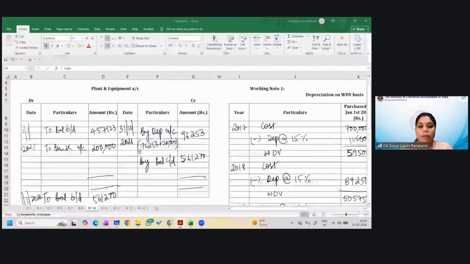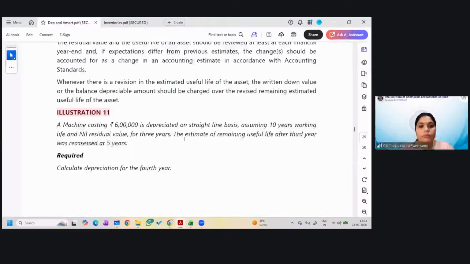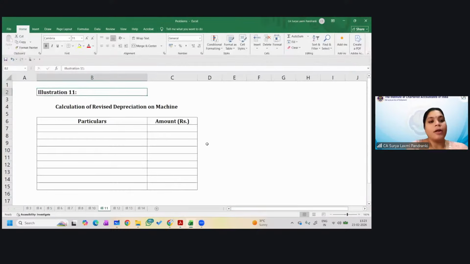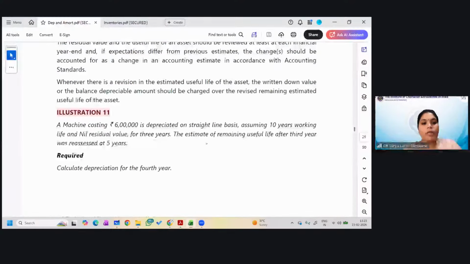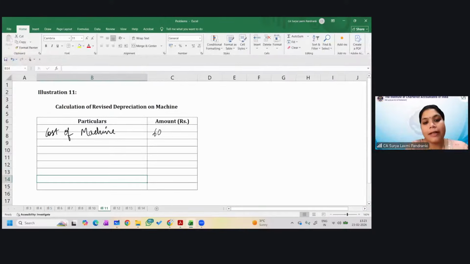Estimated useful life is how much? 10 years, but you have already provided depreciation for 3 years. Now, from today, after 3 years depreciation is provided, from today you are estimating that there is only 5 more years of useful life, correct? So what will be the depreciation of the 4th year is what they're asking. What is the cost of the machine? What is the cost of the machine? 6 lakh.